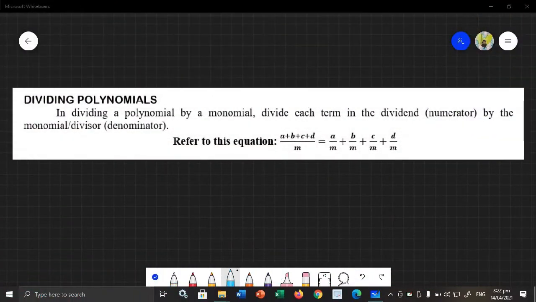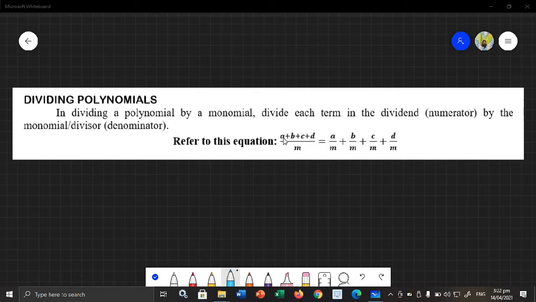Hi, for this video, we are going to talk about division of polynomials. In dividing a polynomial by a monomial, we need to divide each term in the dividend, or your numerator, by the monomial, or your divisor. So you need to refer to this equation.